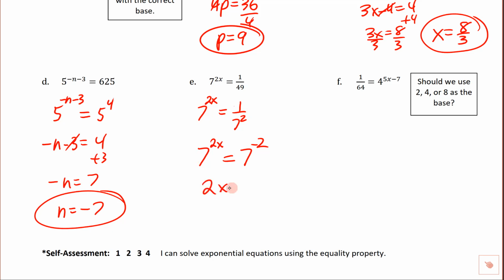Bases are the same. Oh my gosh, look how easy this is. We're going to divide by 2, and we end up with x is equal to negative 1. That's it. All finished. Okay?